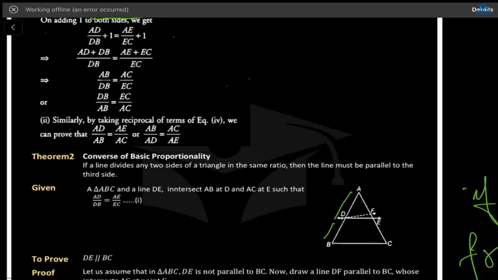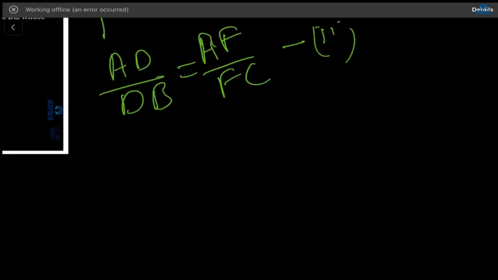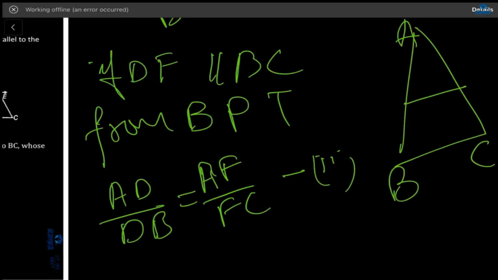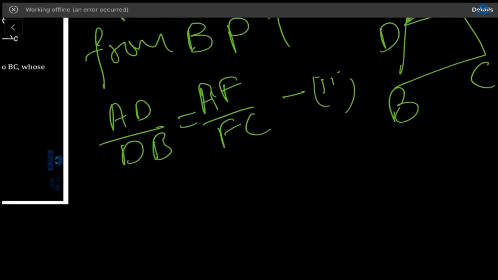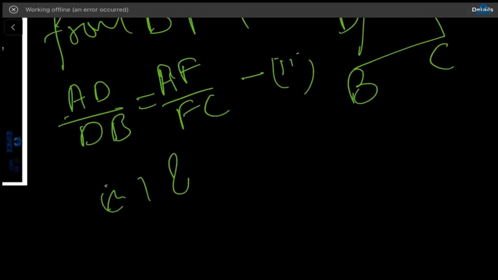If a line divides any two sides of a triangle in the same ratio, then the line must be parallel to the third side. It is already given that AD by DB is equal to AE by EC. In triangle ABC, this is DE, and we are assuming that DE is not parallel. We are drawing DF as a line parallel to BC. Then from BPT, or Thales theorem, we got AD by DB is equal to AF by FC. Now from first and second, what can you conclude?